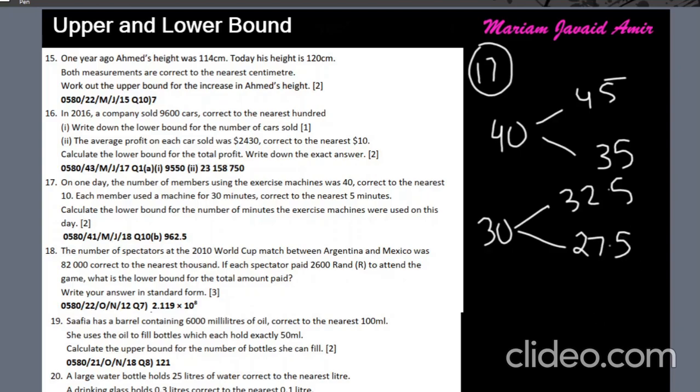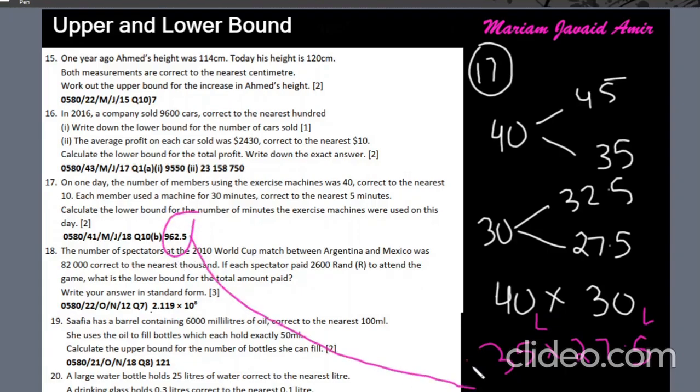Calculate the lower bound for the number of minutes the exercise machine was used on this day. So again, if this was a regular question and we were supposed to find the number of minutes the exercise machine was used, we would have multiplied 40 with 30. 40 members use it and each member uses it for 30 minutes. But now we need the lower bound answer. So to get a smaller value, we'll choose the lower value of both of these. So 35 times 27.5. So the answer is 962.5. This is the answer for this part.